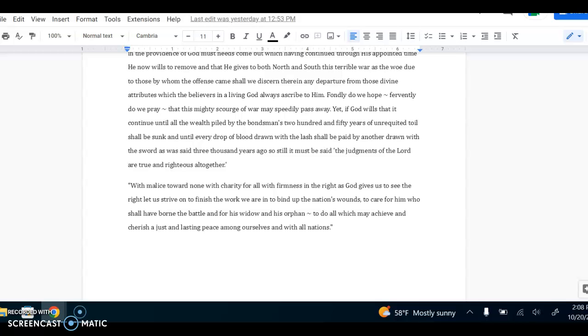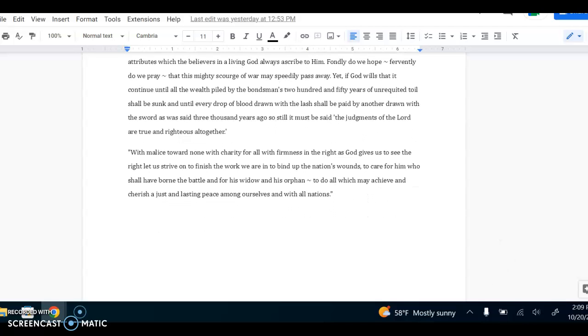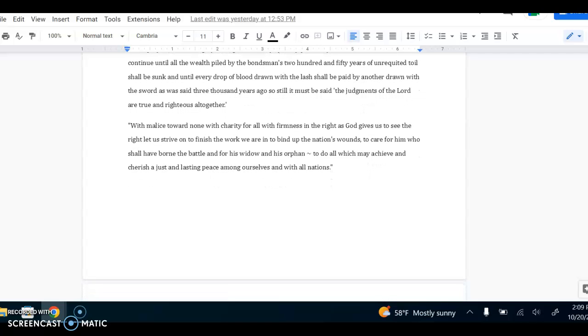Fondly do we hope, fervently do we pray, that this mighty scourge of war may speedily pass away. Yet if God wills that it continue, all the wealth piled by the bondsmen, 250 years of unrequited toil, shall be sunk, and until every drop of blood drawn with the lash shall be paid by another, drawn with the sword, as was said 3,000 years ago, so still it must be said, the judgments of the Lord are true and righteous altogether.